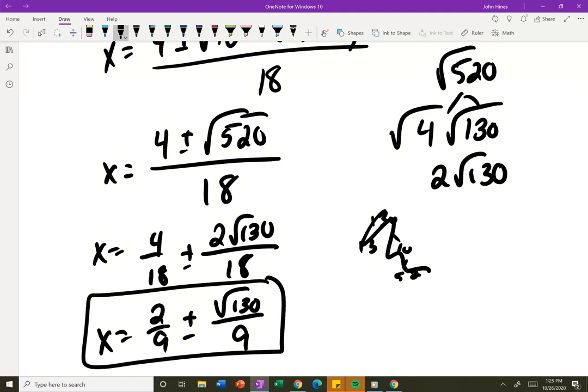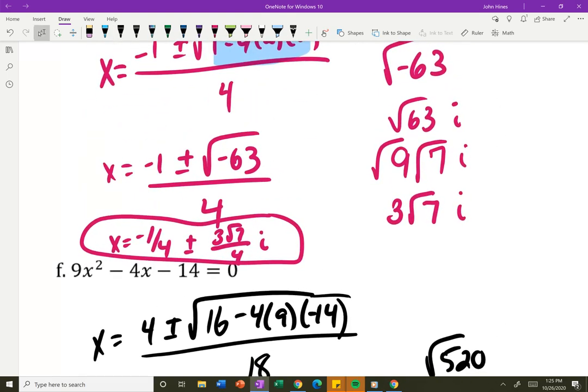Notice there's no complex numbers. These are real numbers that I could type into my calculator and get a decimal for. So hopefully you feel good with using the quadratic formula, and whenever there's a negative in your square root, all we do is we take out a factor of i and make the square root positive.